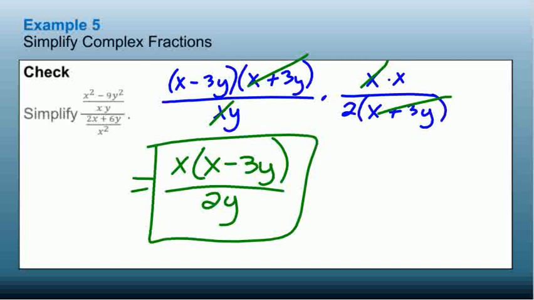So that's our lesson on multiplying and dividing rational expressions.